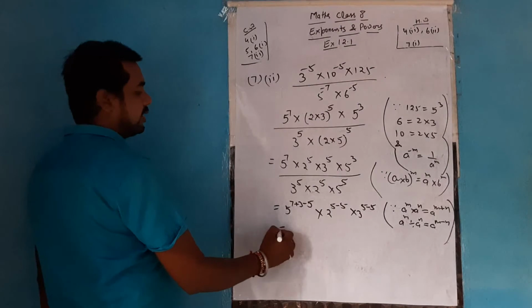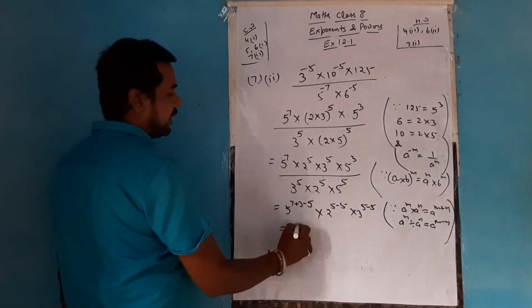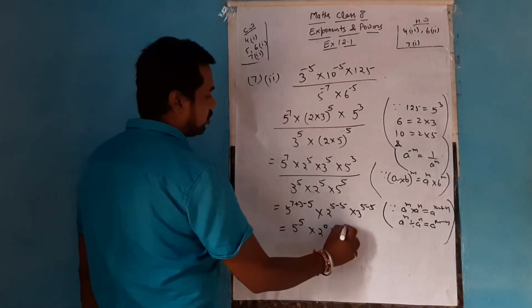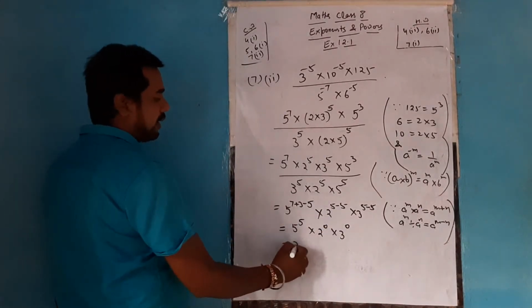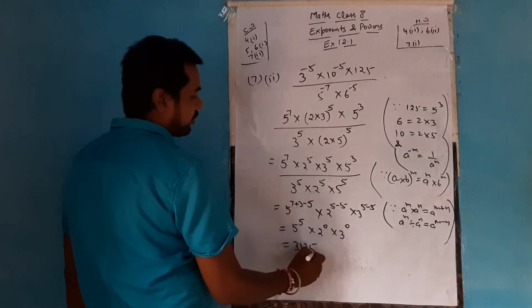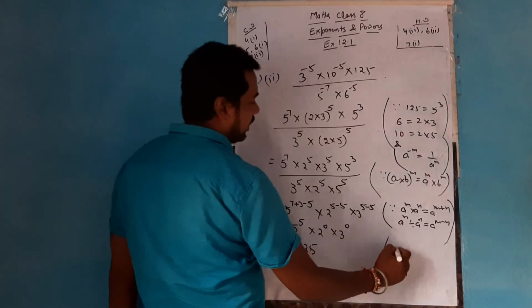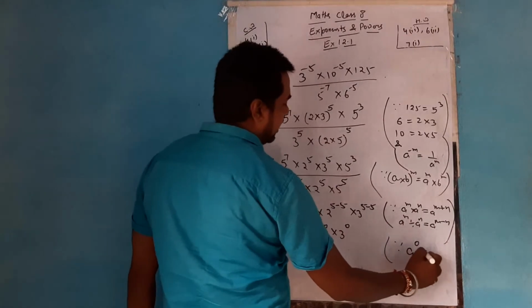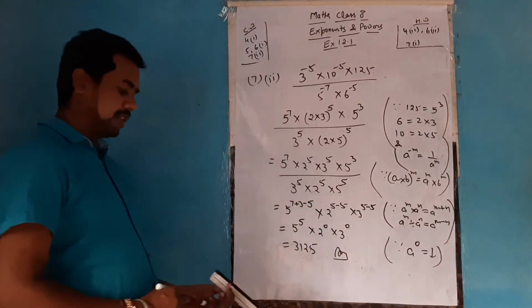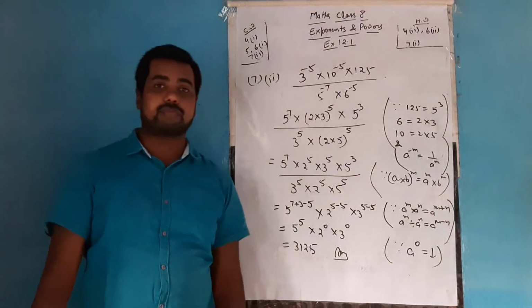When you simplify this, 7 plus 3 is 10, minus 5, that will be 5 power 5, 2 power 0, 3 power 0. 5 power 5 is 3125, and 2 power 0 is 1, and you may write a power 0 is 1. So the answer is 3125.